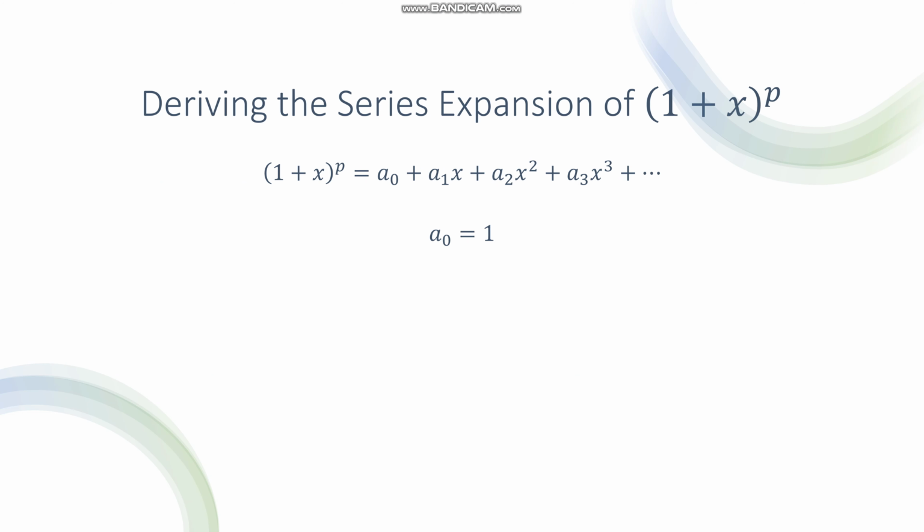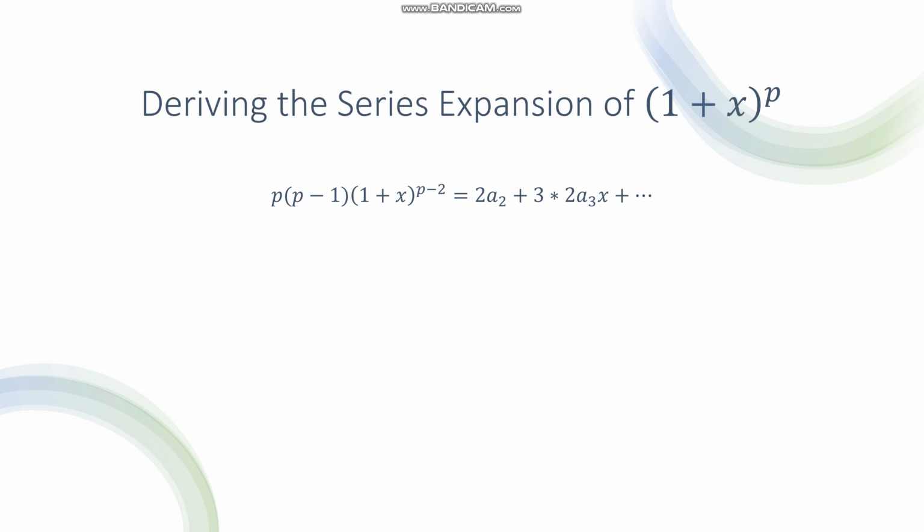Taking the derivative of both sides will let us evaluate what the a sub 1 term is. Doing so, the derivative on the left gives us p times the quantity (1 + x)^(p-1). Again, we're going to substitute 0 in for x. And then we have 1^(p-1), which is 1, since 1 to any number is just 1, times p. So our a sub 1 term is equal to p.